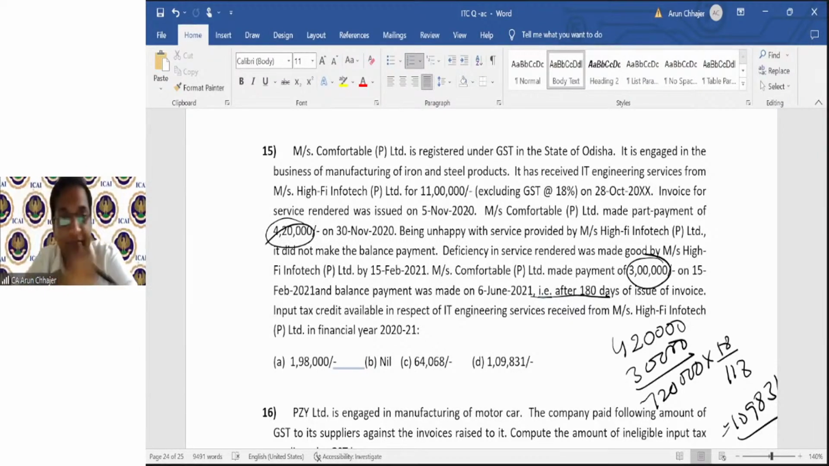Is this clear? That he has to take the ITC, but reverse the net entire ITC कितना मिलेगा इसको? 1,09,831. Is it clear to all? See, he is talking about the payment, means the total payment would be definitely inclusive of taxes. So we have to do the backward calculation. Seven lakh 20 divided by 118 multiplied by 18. So answer is 1,09,831. Is it clear to all?